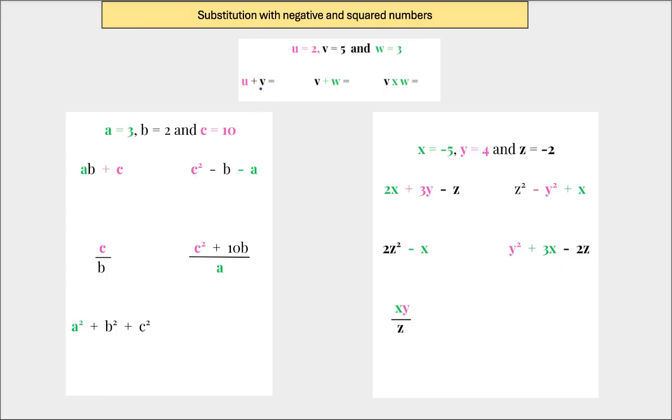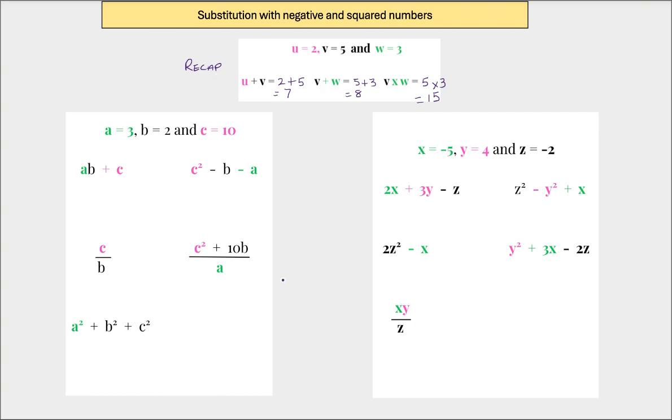So we have u plus v, which is basically 2 plus 5, which is 7. v plus w, which is 5 plus 3, which equals 8. And then v times w is 5 times 3 equals 15. There we go. That's just a little recap. We'll call that a recap of the basic substitution video.